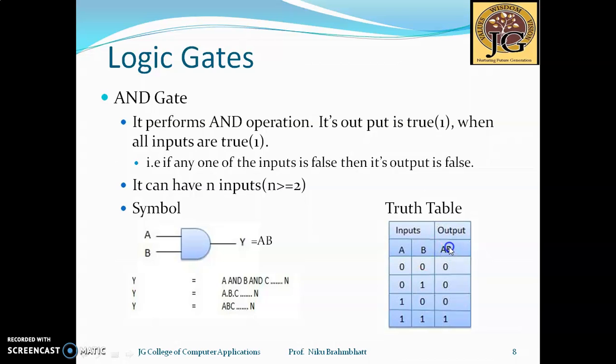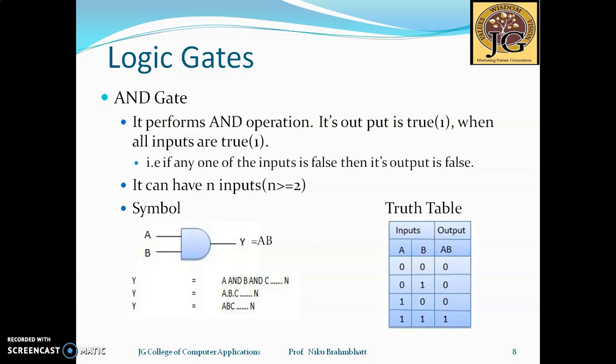Now how to calculate AB? Depending on the values of A and B, you can put the value of AB. If you know the definition, it says that its output is 1 when all inputs are true. That means you just find out from these row combinations a combination where all the inputs have the value 1. So here you can see that two inputs are there, and in this row both inputs A and B have the value 1. So directly you put 1 under this column, and for the remaining you put 0, 0 and 0. In this way you can make the truth table.